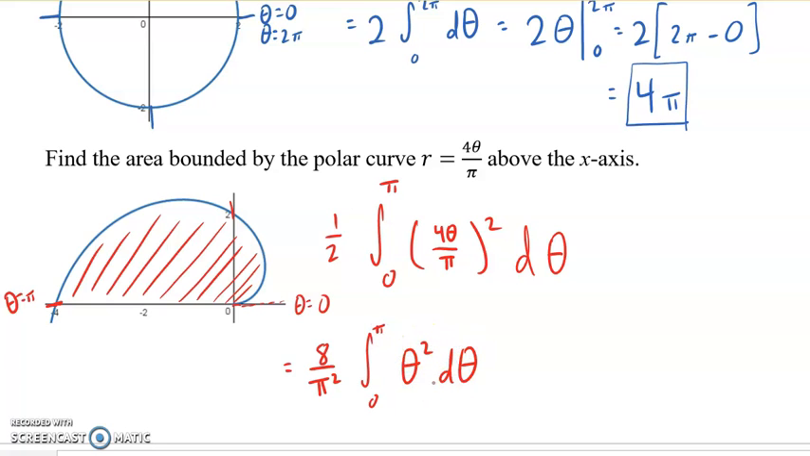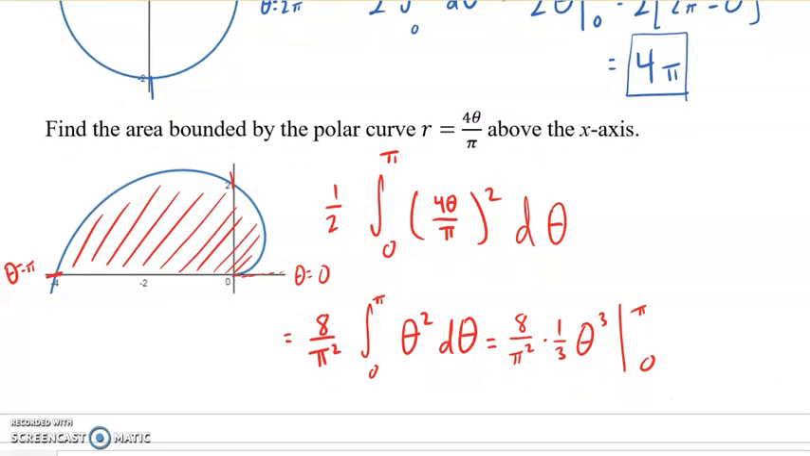All right, cool. That looks like a power rule sort of problem, which is a little odd. Normally we don't see power rule. We normally are messing with sines and cosines here. But this is definitely power rule. We're going to take the antiderivative of theta squared and get 1/3 theta cubed. And we're going to evaluate that at pi and at 0.